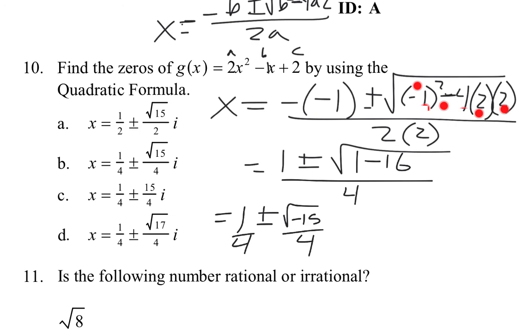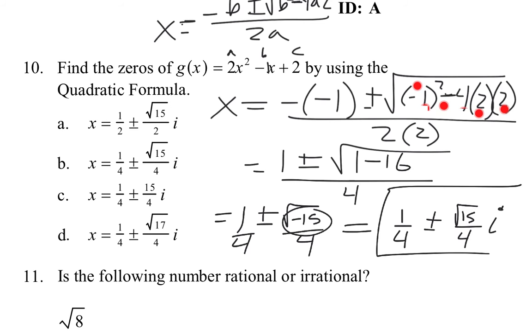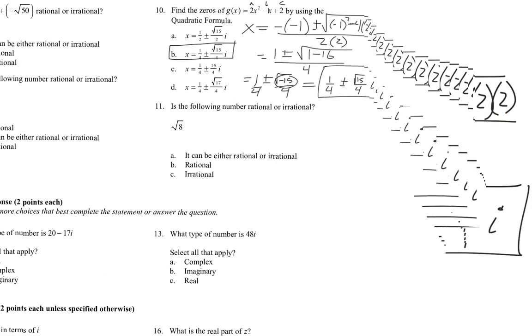We can kind of do that. Well, what can we do with that negative? Remember, we can pull it out, so we can call this 1/4 plus or minus square root 15 over 4, and we could call that i, so we don't have a negative in there. So we're looking for something that looks like that, which looks a lot like that one to me. There's number 10.